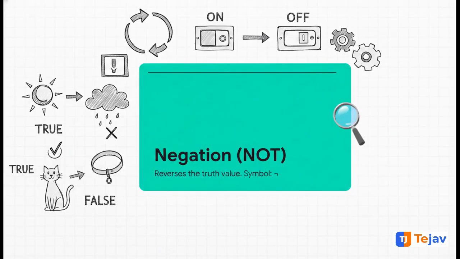Our third core connective is negation or not. This one is super simple but absolutely crucial. It literally just reverses the truth value of a statement. So if your statement is, it is raining, hitting it with a negation turns it into, it is not raining. Simple as that. True becomes false and false becomes true.